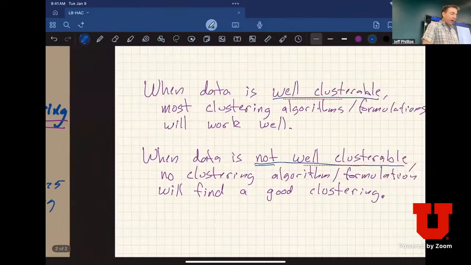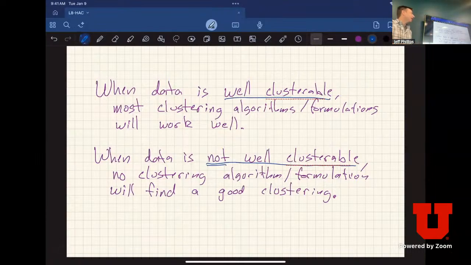All right, so we're trying to group things together, and a general rule I just want to write up here: when data is well clusterable, there are well-defined groups of data with respect to the way you measure the distance, then most clustering algorithms and formulations just work well. It's not going to matter which one you choose. And when data is not well clusterable, there aren't well-defined subsets of the data into groups, then it doesn't matter what algorithm you use, you're not going to be able to magically find clusters.